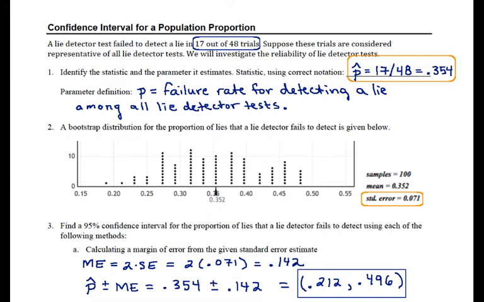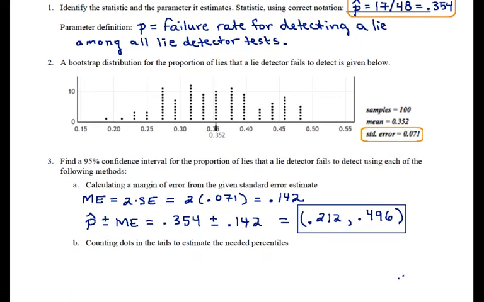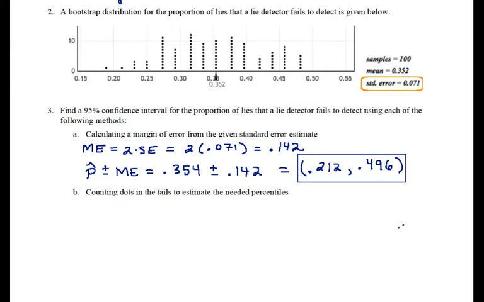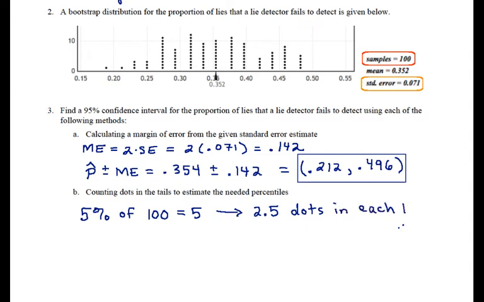Now I can also do this using percentiles. So the first thing I need to do is figure out how many dots should be in each tail. So if I have 100 samples, which I can see right here, and I want a 95% confidence interval, then I want to start by thinking 5% of 100 is in the two tails combined. So that's 5, and that tells me that we'd have 2.5 dots in each tail. At first you might think, well, half a dot, that's kind of hard. Turns out it's actually a little bit easier than having whole dots because you know exactly where that boundary is.